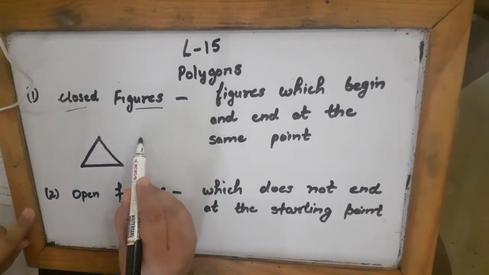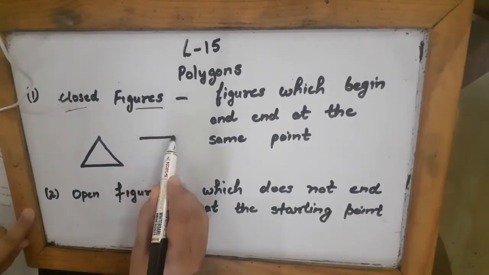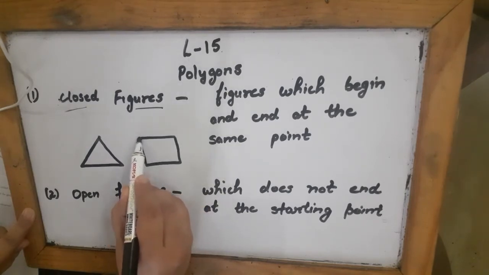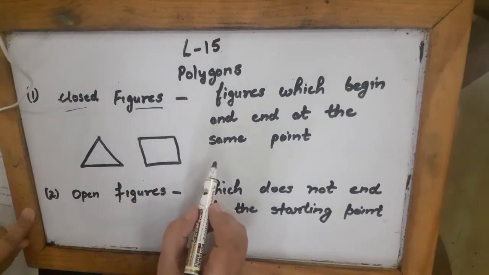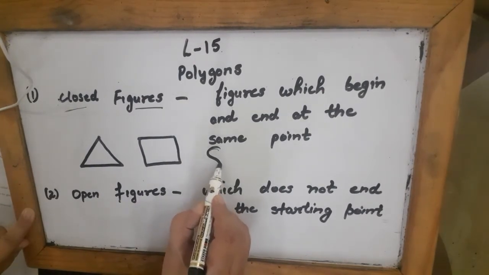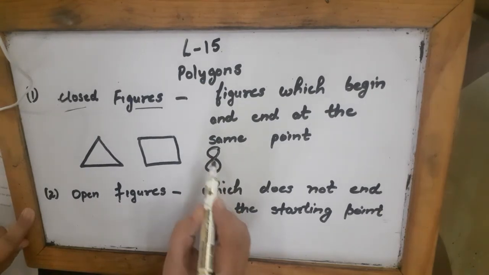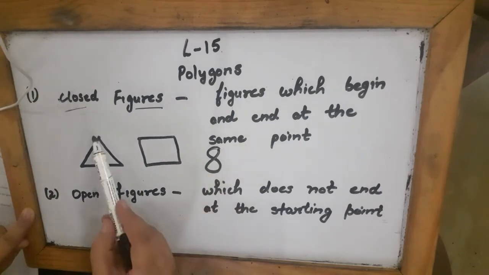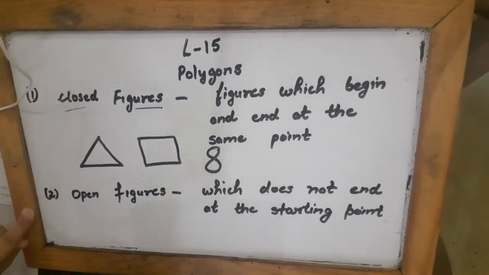Like, I start from here and I finish also over here. So this is a closed figure. One more example, like I start from here and I finish over here. So all these are closed figures because they begin and end at the same point.